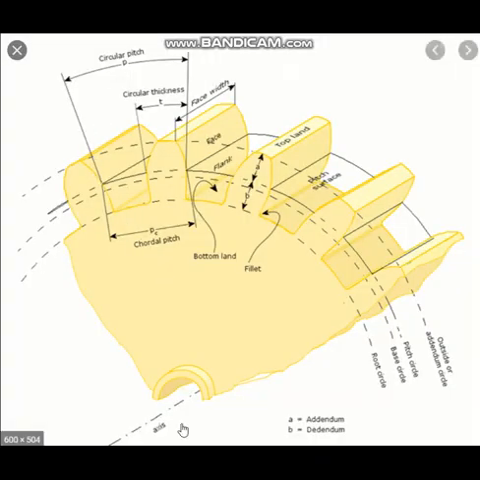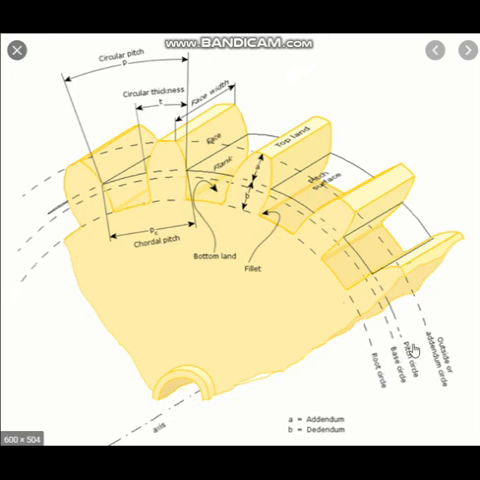Dear students, let us see some terminologies of a spur gear. This is a spur gear partially shown. Here is the axis of the shaft. Here is the hub. Here the teeth are there. So here this circle is called a root circle. Then this circle is base circle.